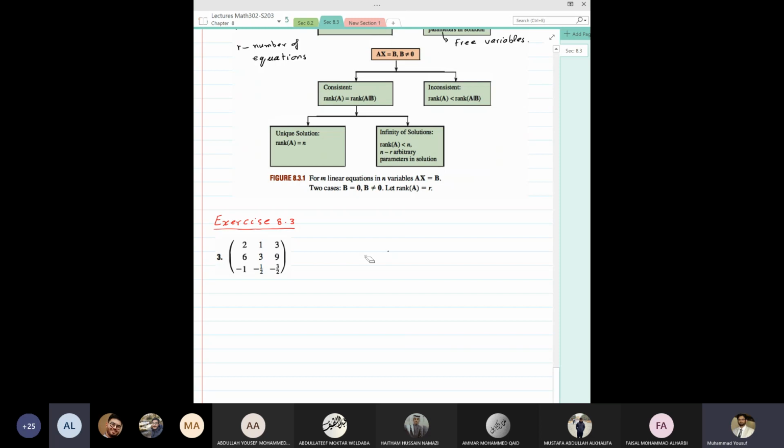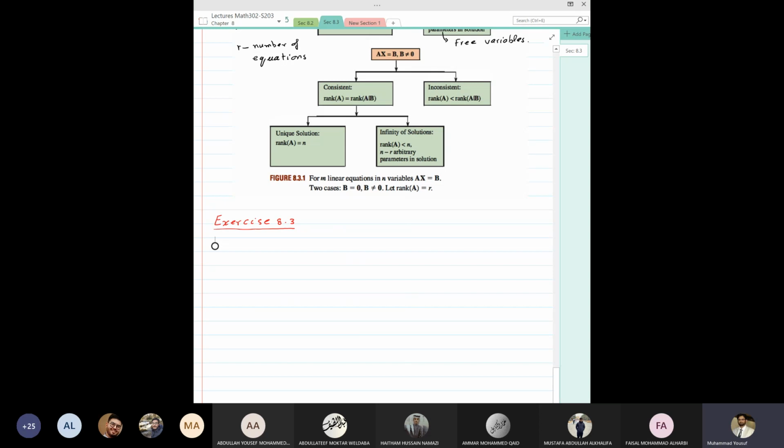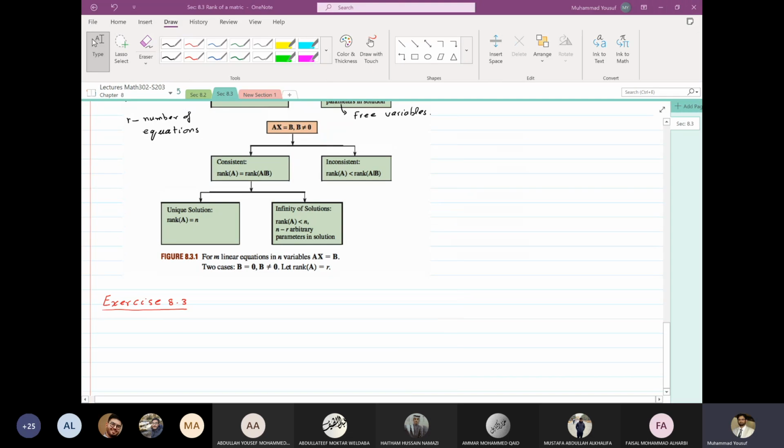Doctor, can you solve number 7? I will, no problem. So what you are saying is to solve number 7. Let me flip this, because then I can see both. Okay, let me take its snapshot and put it there.